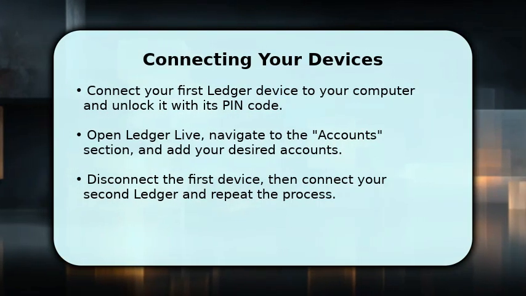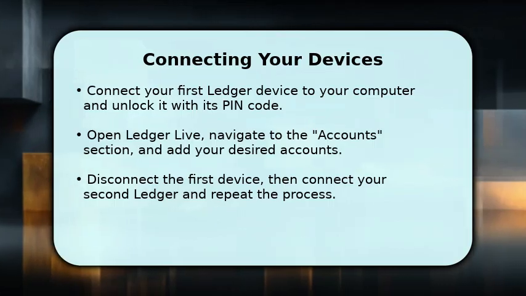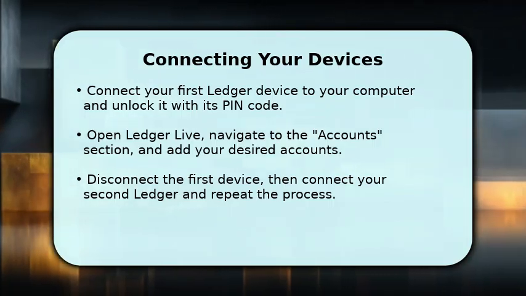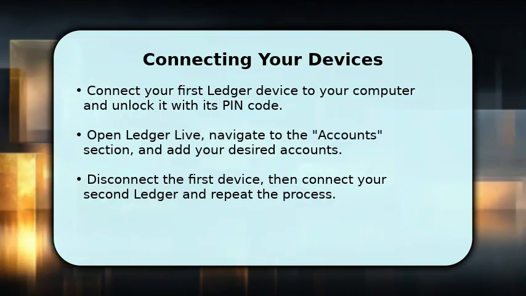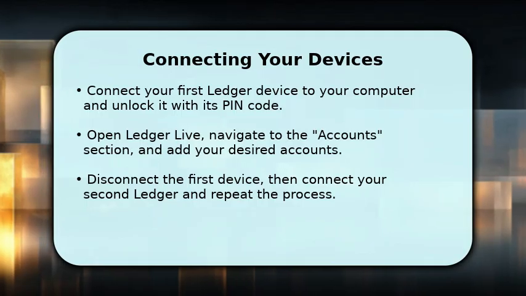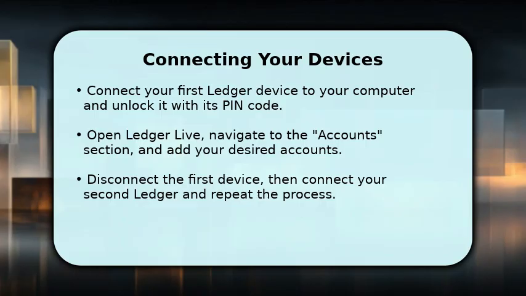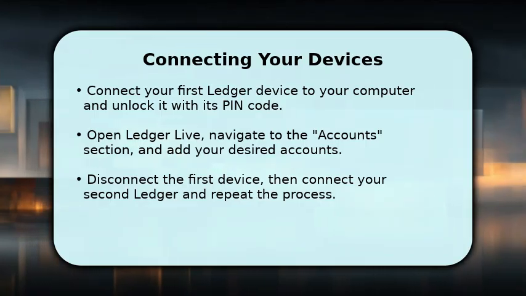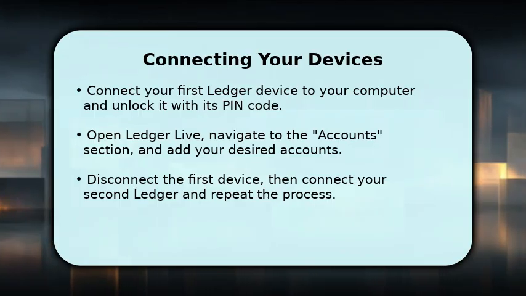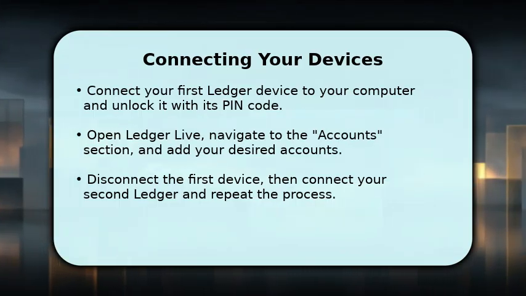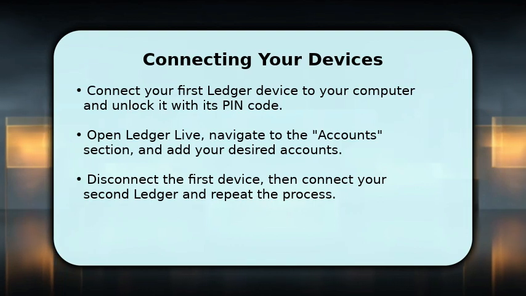Connecting multiple ledger devices to Ledger Live is straightforward. First, plug in your initial ledger and unlock it with your unique 4 to 8-digit PIN. Open Ledger Live, go to the Accounts tab, and add all the accounts you wish to manage with that specific device. Once finished, safely disconnect it. Then, simply connect your second ledger, unlock it, and follow the same steps to add its accounts. Ledger Live intelligently distinguishes between each device, keeping your asset portfolios distinct.